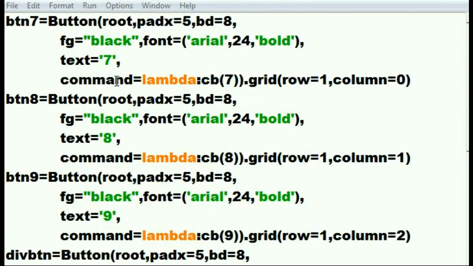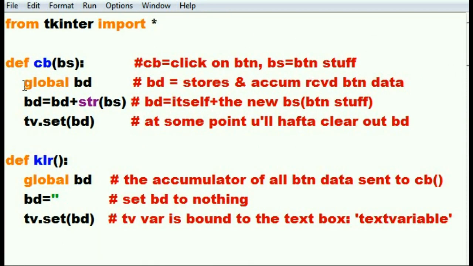And that's it. They click on button 7. It sees, oh my goodness, this is a lambda function. I've got to call the CB function and pass it a number 7. So we jump up here to the CB function. The number 7 is caught in this BS variable. CB stands for click on the button function. BS stands for button stuff. So now the number 7 is in BS.